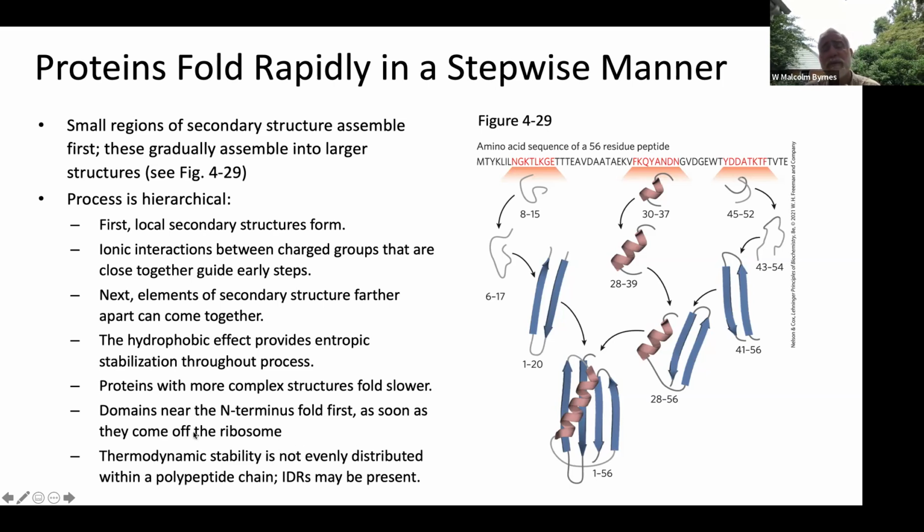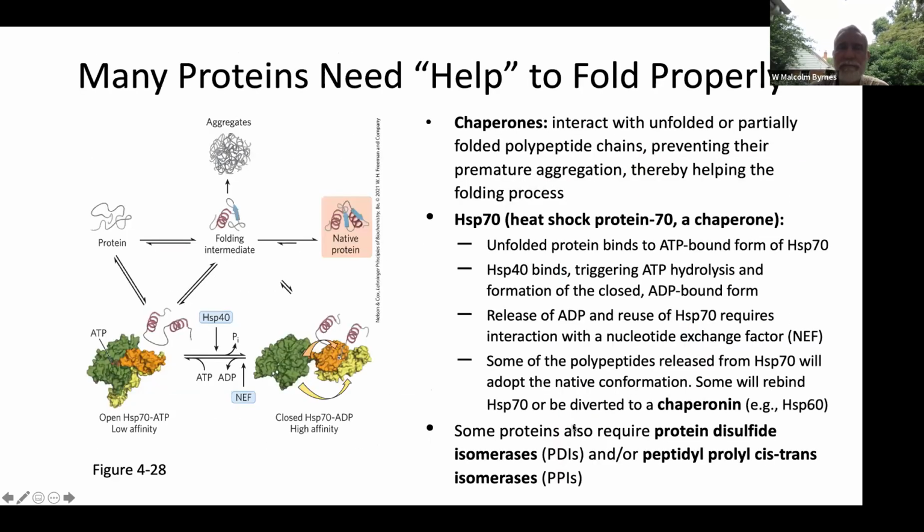Domains of the amino terminus fold first as soon as they come off the ribosome. So they're the first to fold. And in general, thermodynamic stability is not evenly distributed across the sequence within a polypeptide chain, and you may have intrinsically disordered regions present. So that's how proteins fold.